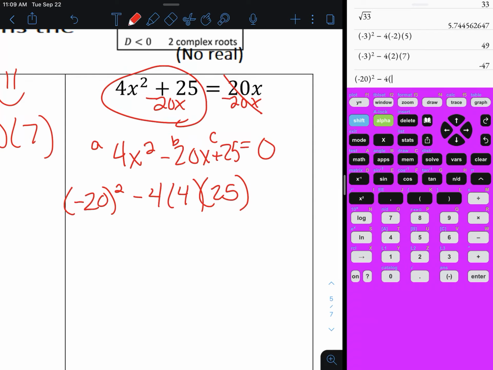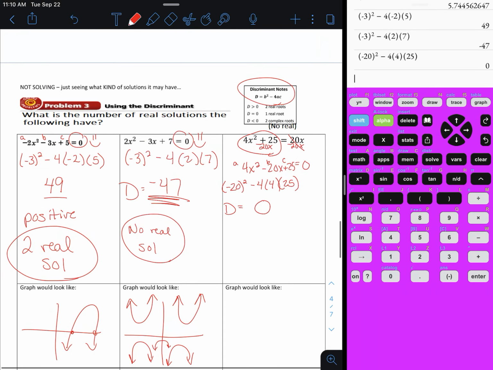Minus 4 times a. It is my understanding, just so you know, all of you at home, you can watch me type in a calculator all day long, but until you practice it as well, you have a much better chance of success if you're also doing this with me instead of just watching. So I got 0. Okay, so that's my discriminant. It's not positive like the first one. It's not negative like the second one. It's 0. So a discriminant equaling 0 tells me it has one real solution.